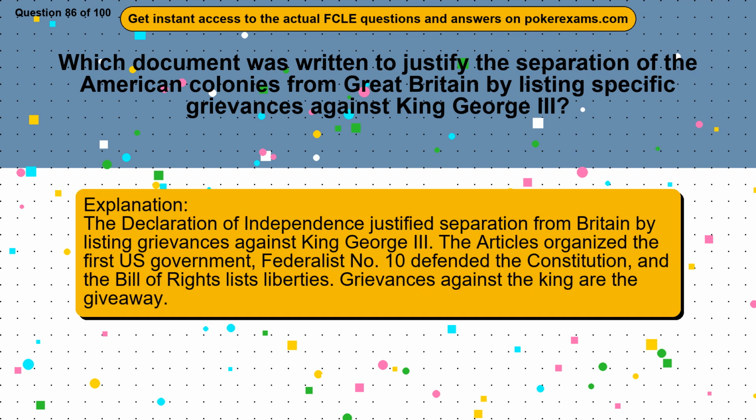The Declaration of Independence justified separation from Britain by listing grievances against King George III. The Articles organized the first U.S. government. Federalist No. 10 defended the Constitution, and the Bill of Rights lists liberties. Grievances against the king are the giveaway.